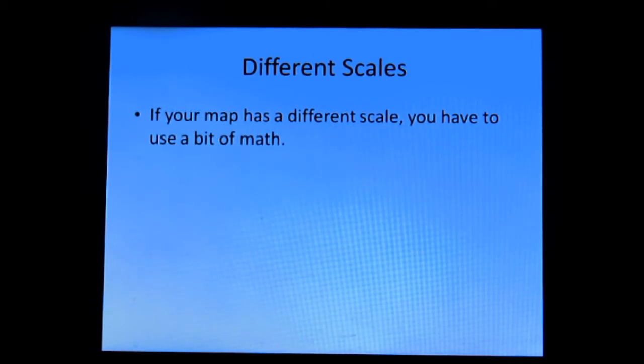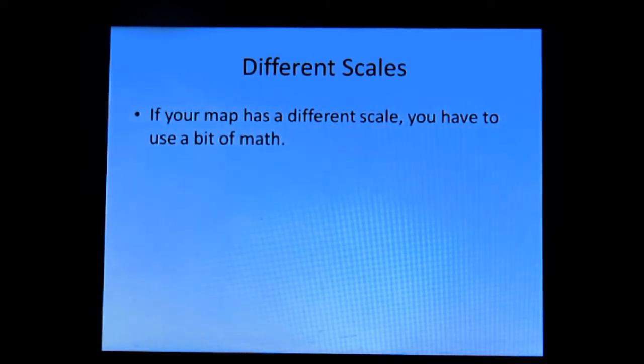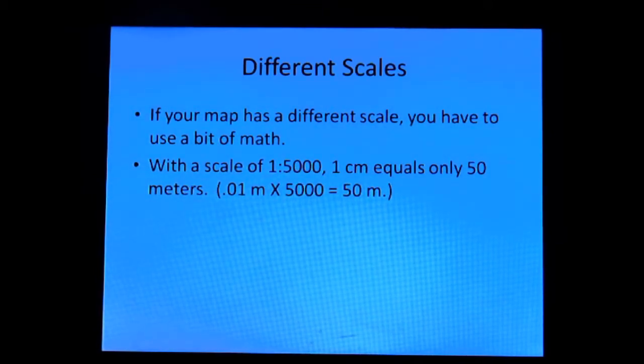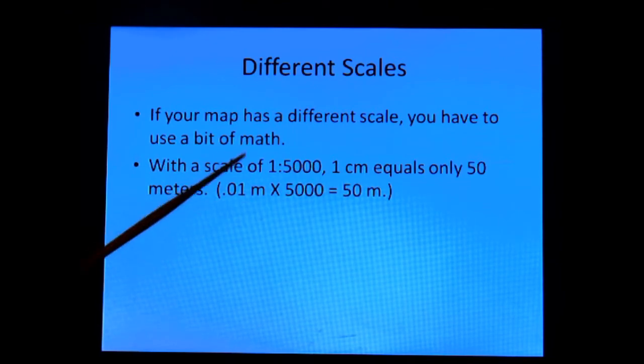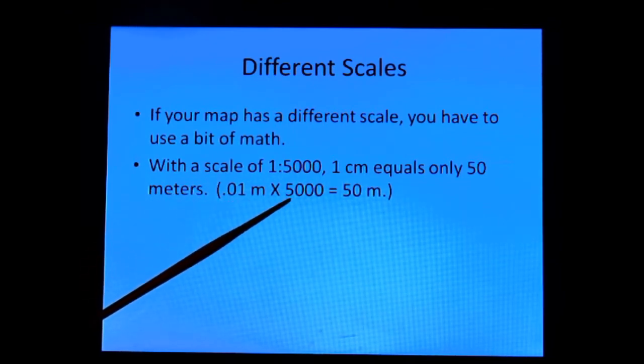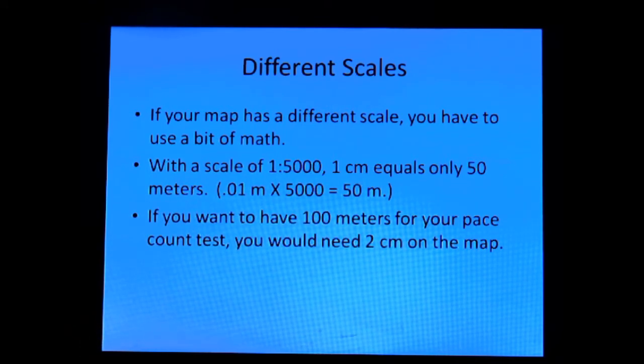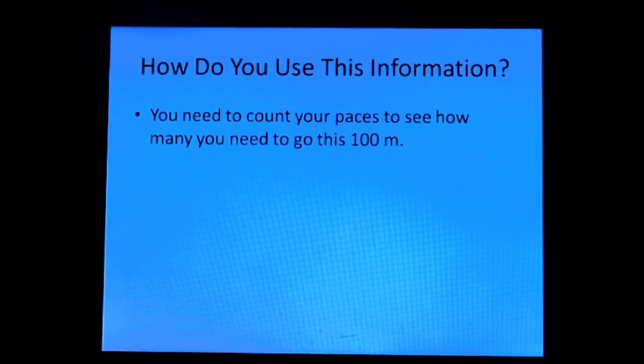If your map has a different scale, you have to use a bit of math. With a scale of 1 to 5,000, 1 centimeter equals only 50 meters. So 0.01 meters times 5,000 would be 50 meters. If you want to have 100 meters for your pace count test, you would need to have 2 centimeters on the map. How do you use this information?